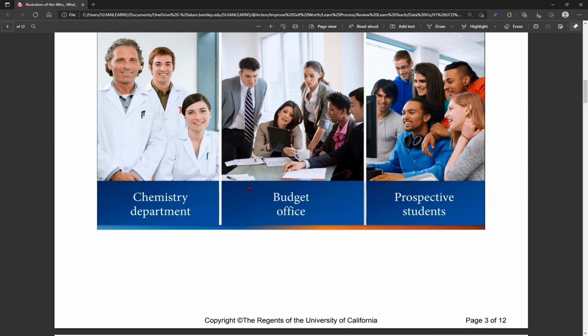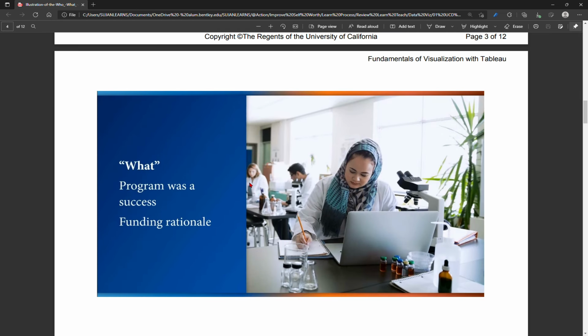Now let's focus on the budget office and we'll ask two more questions for the budget office. What and how? For what, there are two components: what will show that the program was a success, and what will provide a good rationale to continue funding for the program at the same rate, decreased rate, or increased rate for the next session.